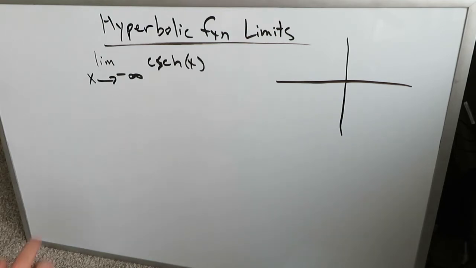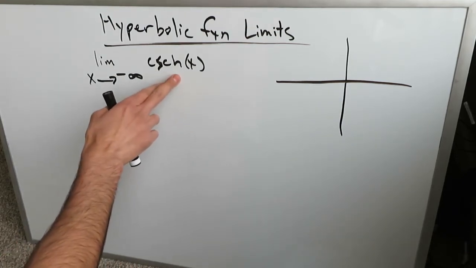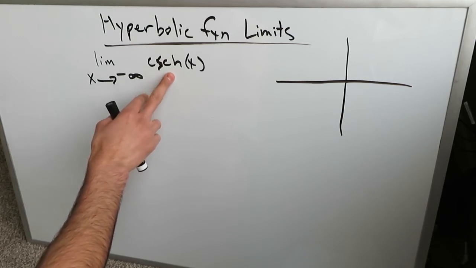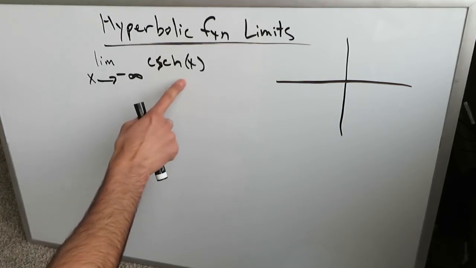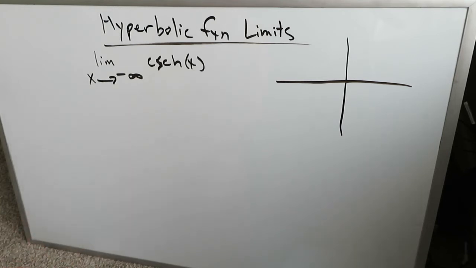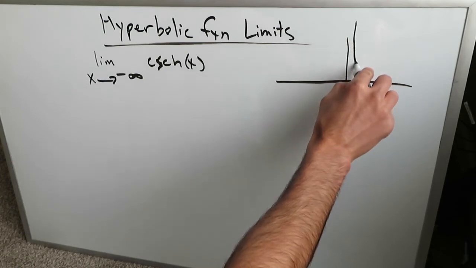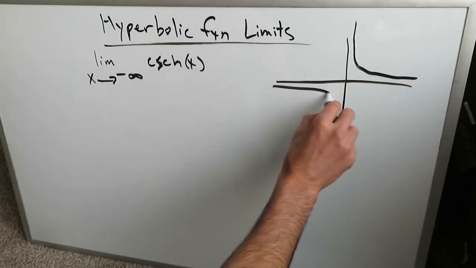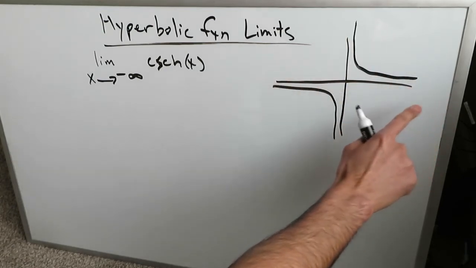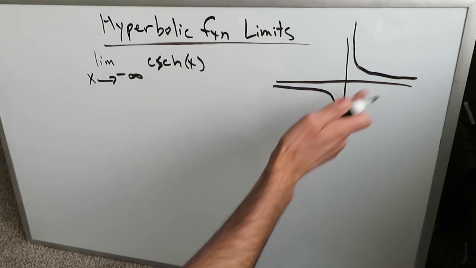So now we have presented before us the hyperbolic cosecant function, which is the reciprocal of the hyperbolic sine function, and we have to determine where this function approaches as x approaches minus infinity. If you were to have the graph of this function, you would see something similar to this. The x-axis and the y-axis are horizontal and vertical asymptotes respectively, and your graph will look something like this.